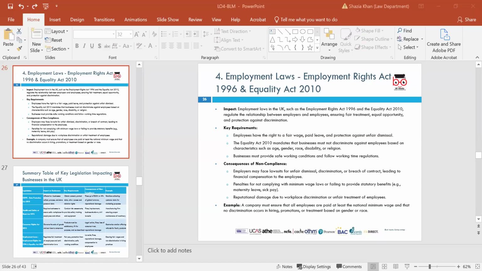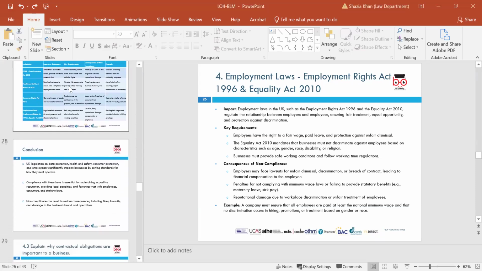Employment law provides employers with a clear guideline, so they must comply with it. If they do not comply with the laws, employers may face lawsuits for unfair dismissal, discrimination, leading to financial compensation to the employee, penalties for not complying with wage laws or failing to provide statutory benefits, and reputational damage due to workplace discrimination. An example is a company must ensure that all employees are paid at least the national minimum wage and no discrimination occurs in hiring, promotion, or treatment based on gender or race.